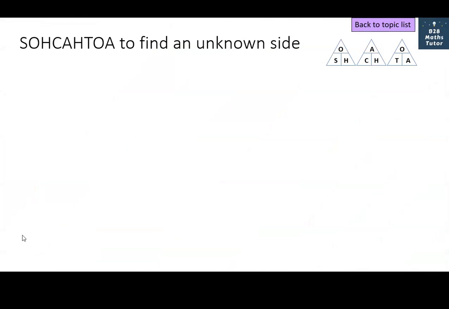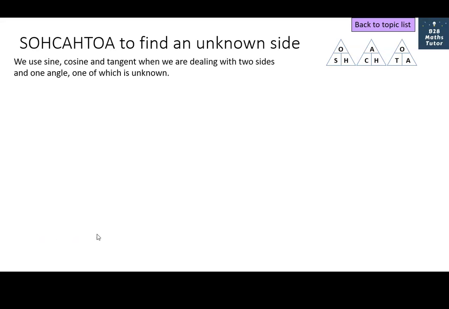Now, let's have a look at how you use SOHCAHTOA to find an unknown side. So you can use sine, cosine and tangent when you're dealing with two sides and one angle. And you know two of those and you want to know what the other one is. So if we know an angle and a side, then we can use that to find the other side lengths. Here's an example.